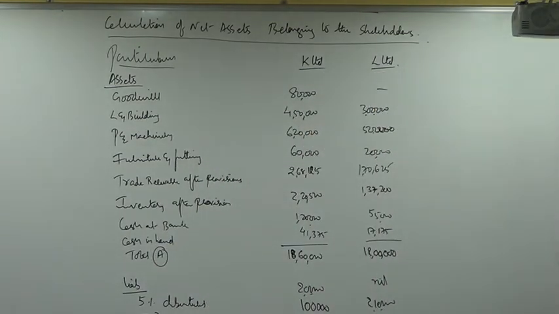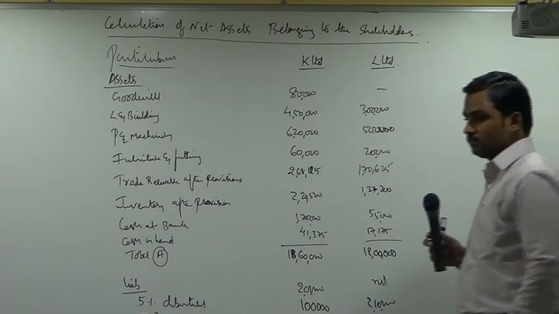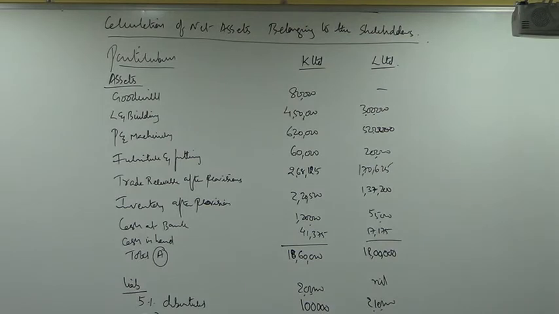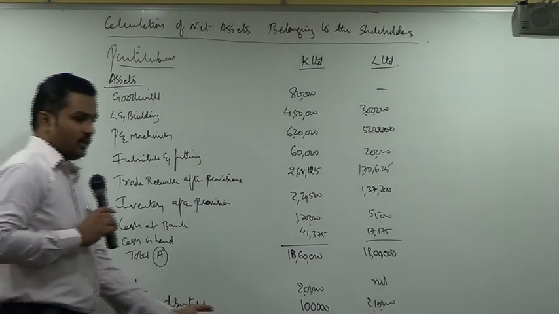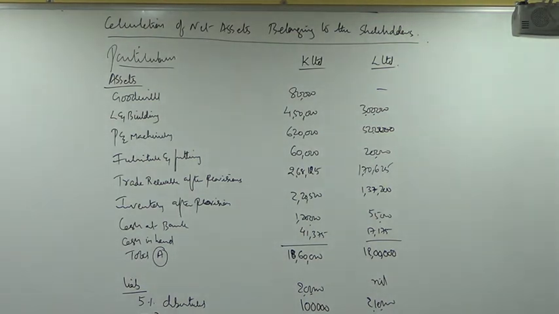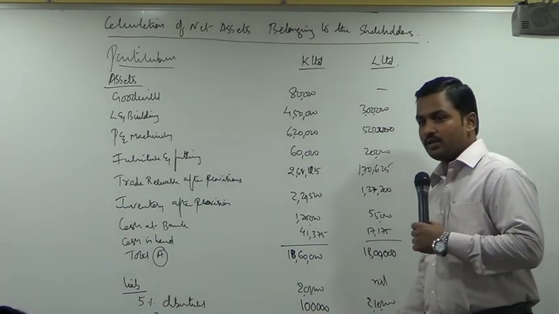Now write down the next statement, calculation of purchase consideration. Particulars, K Limited, L Limited, a 3-column table. Leave 4 or 5 lines space and write total. Total PC would be 15 lakh 60,000 and 7 lakh 90,000 because that is the intrinsic value of the company, no? This is the total PC to be paid, 15 lakh 60,000 and 7 lakh 90,000.